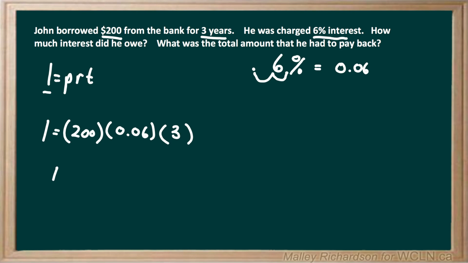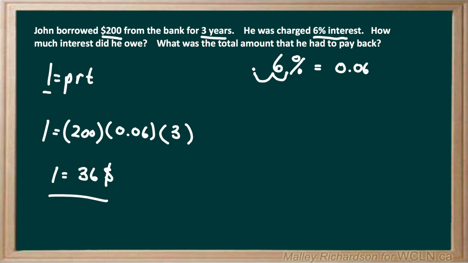Now our interest is going to be 200 times 0.06 times 3, which gives us an answer of $36. So we have our interest of $36. So that is how much money John owes to the bank.